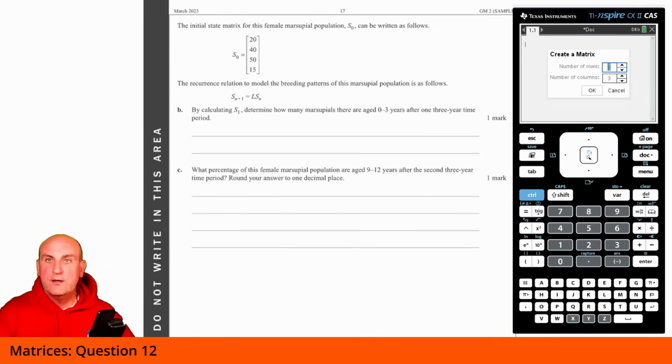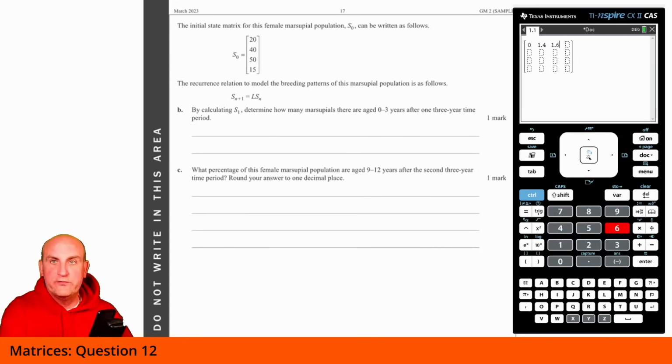Apparently not. There we go. So 4x4. And let's put in my 0, 1.4, 1.6, 0, 0.5, 0, 0, 0, 0, 0.5, 0, 0, 0, 0, 0.2, and 0. And for some reason, my L went missing from the beginning of that. So let's do that again. L becomes equal to, there we go.